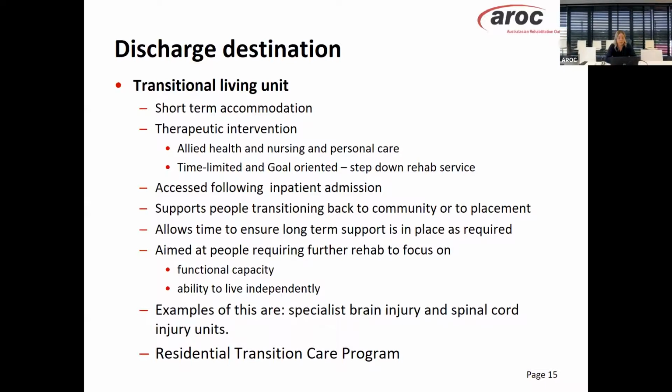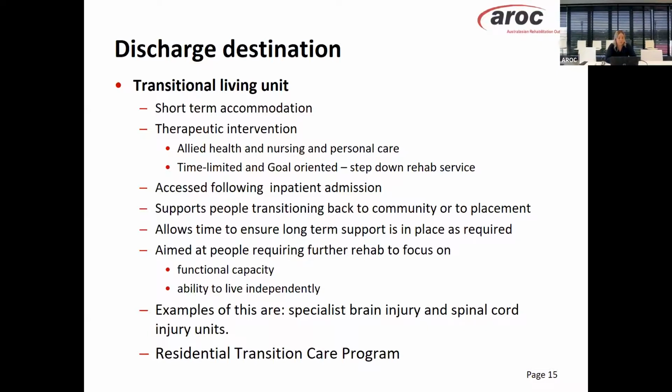So the next code is transitional living unit. This was originally set up to capture the specialist brain injury and spinal cord injury units. The characteristics of a transitional living unit is that it's short-term accommodation, there's therapeutic intervention, it's time-limited and goal-oriented. It's allowing time for the patient to focus on further developing functional capacity, and also developing independent living skills, with the idea that the patient transitions back to their own home, or it can be used as a transition to a residential aged care facility.